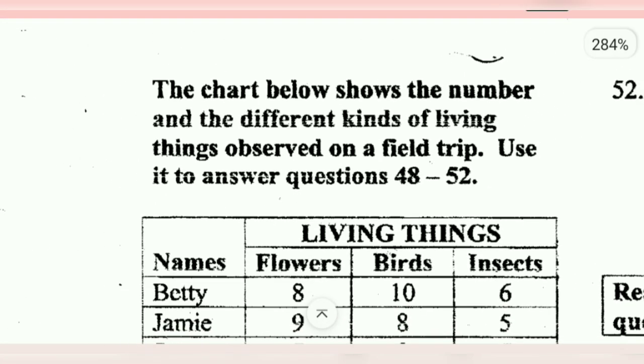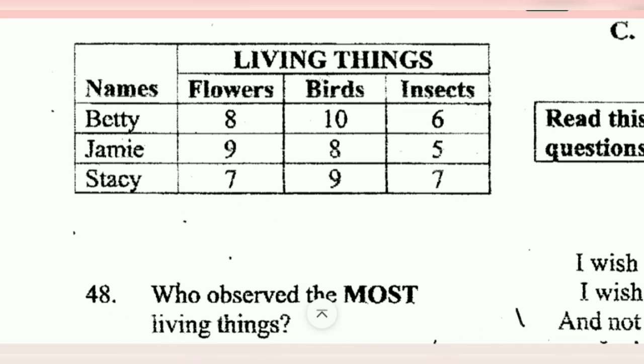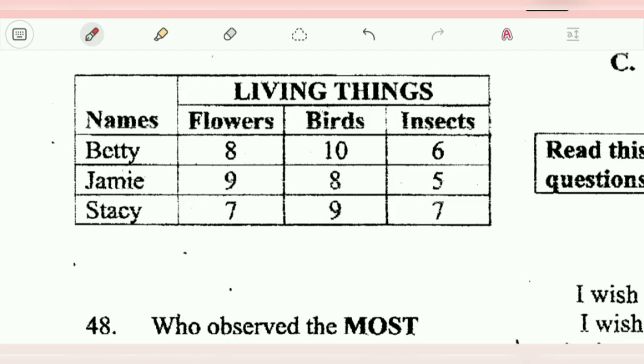Alright, the chart below shows the number and the different kinds of living things observed on a field trip. So you know you're going to do chart work, graphs. Use it to answer questions 48 to 52. So you have the names of the people: Betty, Jamie, and Stacy. And you have flowers, birds, and insects. So Jamie would have looked at 8 flowers, 10 birds, 10 insects. So look at the chart in that way. I won't go through the other aspects with you for the other 2.